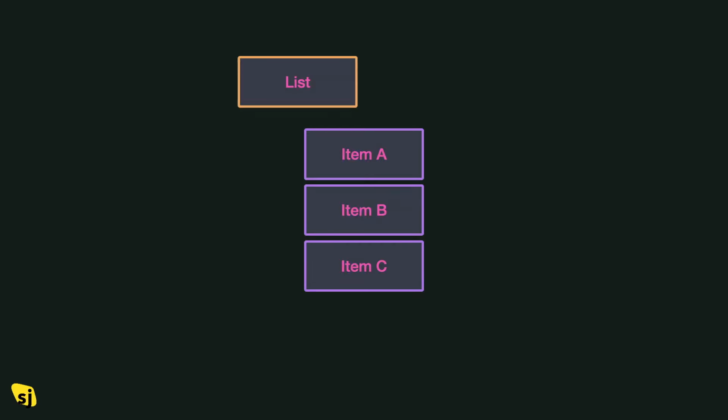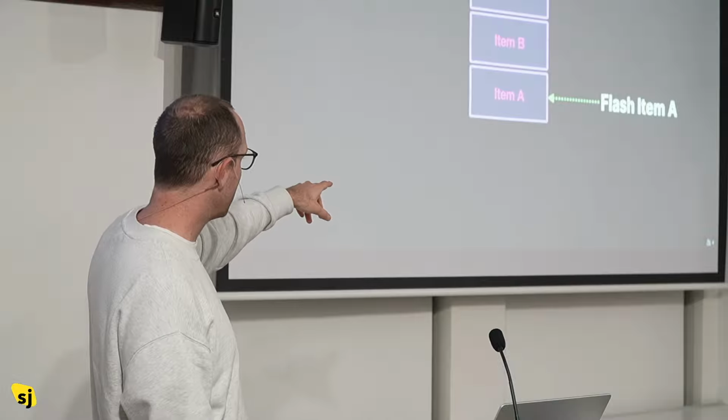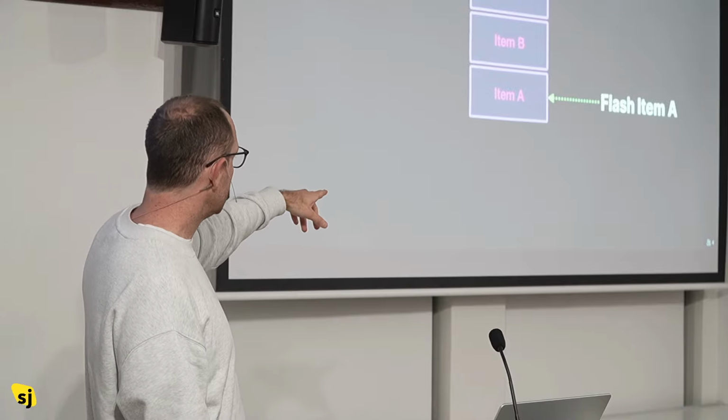All right. We're going to swap A with C, right? That's what we want to do. And we want to flash item A. How do we do this in React? Obviously we could just query the DOM, get item A, and add a class or call the animate function on it, right? But how do we do this in a React-y way? Or how should we do this in React?